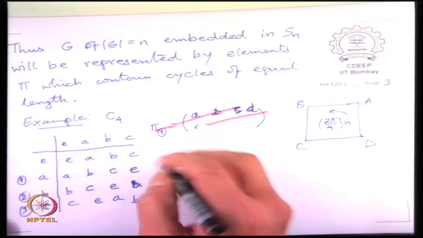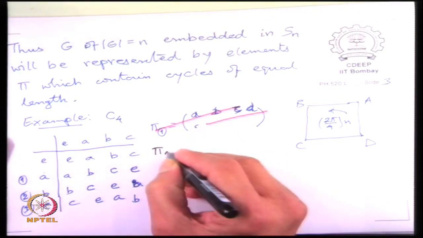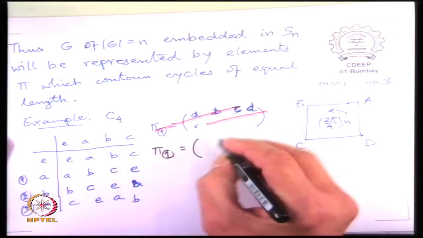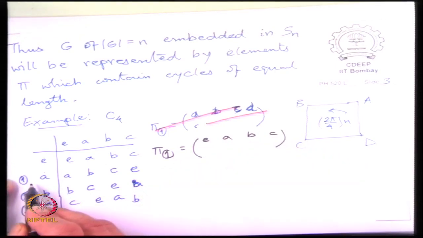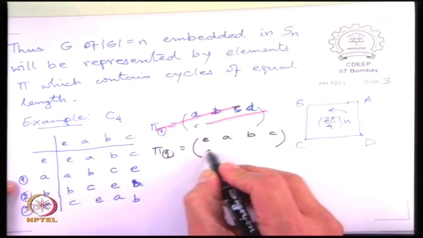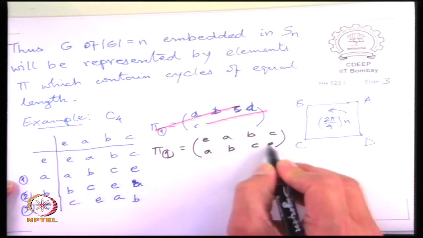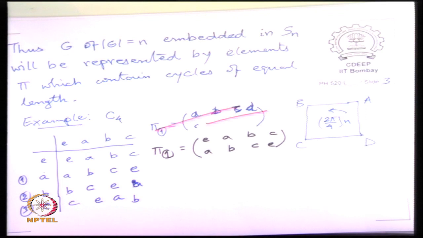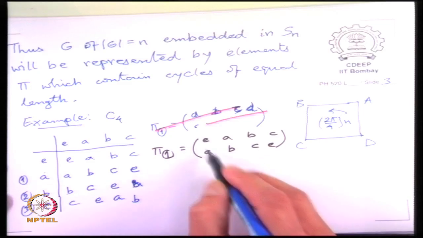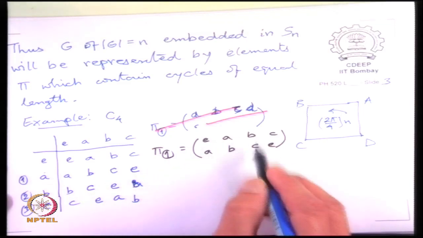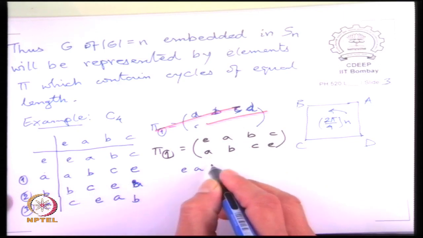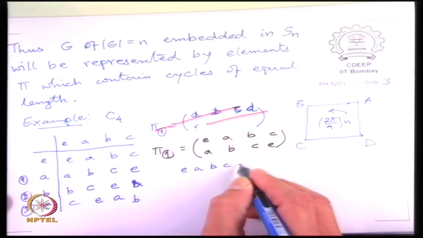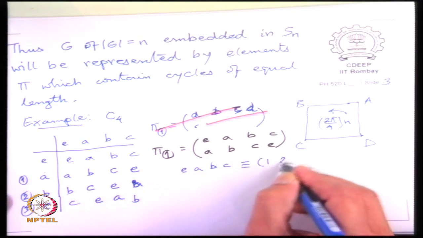So let us write pi 1 according to the rule we have devised, and then we look at the row of 1, which says A, B, C, E. Now how do we write this in cycle structure? E goes to A, A goes to B, B goes to C and C goes to E. So it is of the form E, A, B, C, which is the same as what we would have written in the 1, 2, 3, 4 notation.